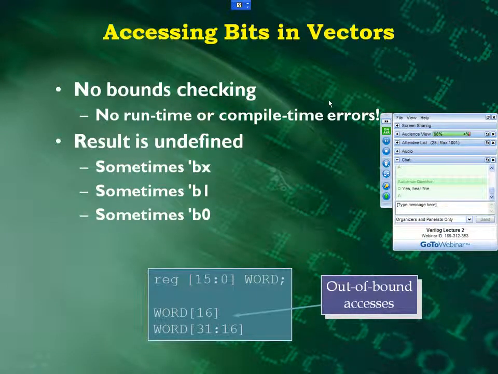In Verilog there's no bounds checking, and there are no runtime or compile time errors. So you have to be very careful with your indexing, because the result you get if you go out of bounds is undefined. In this case we have a 16-bit register called word. It goes from 15 to 0. So if you were to select 31 to 16 or whatever, there's no telling what you're going to get. So it's up to you to be very careful.